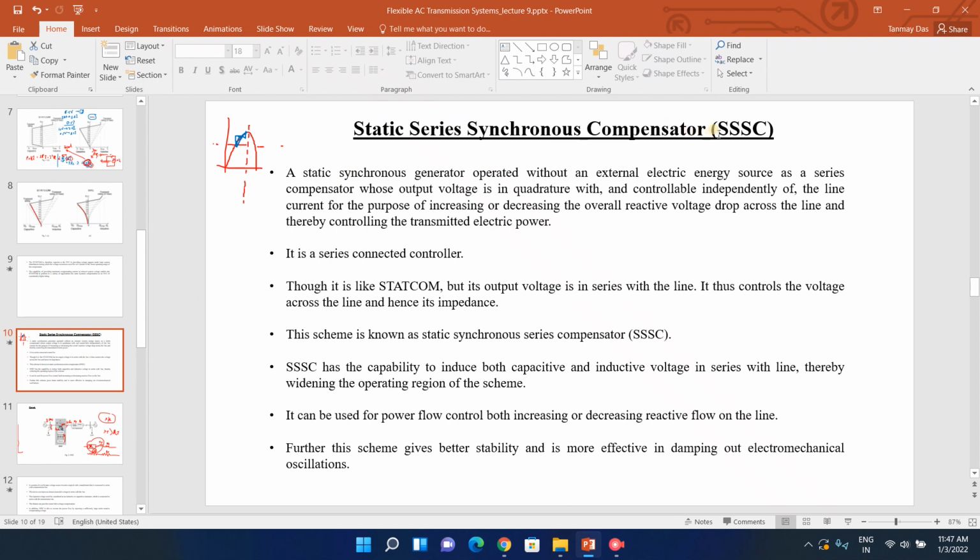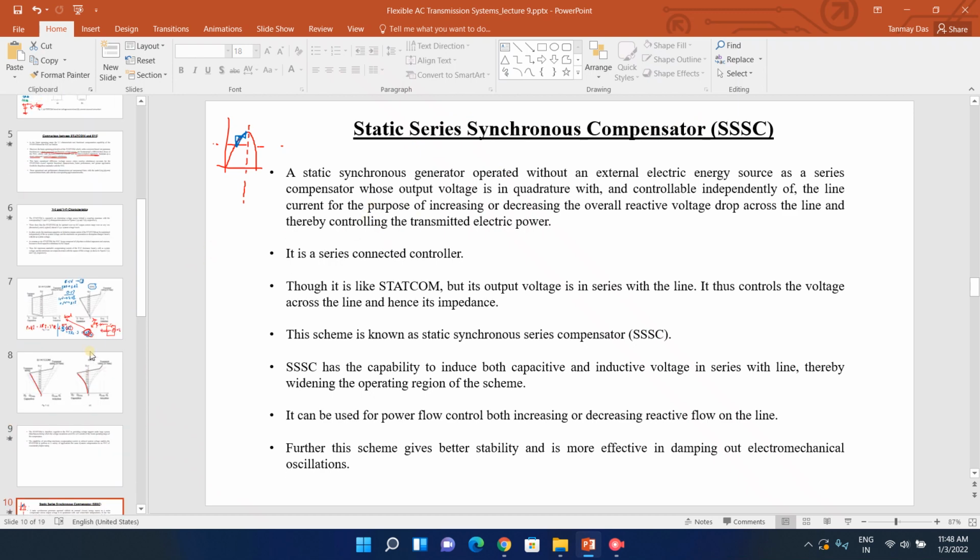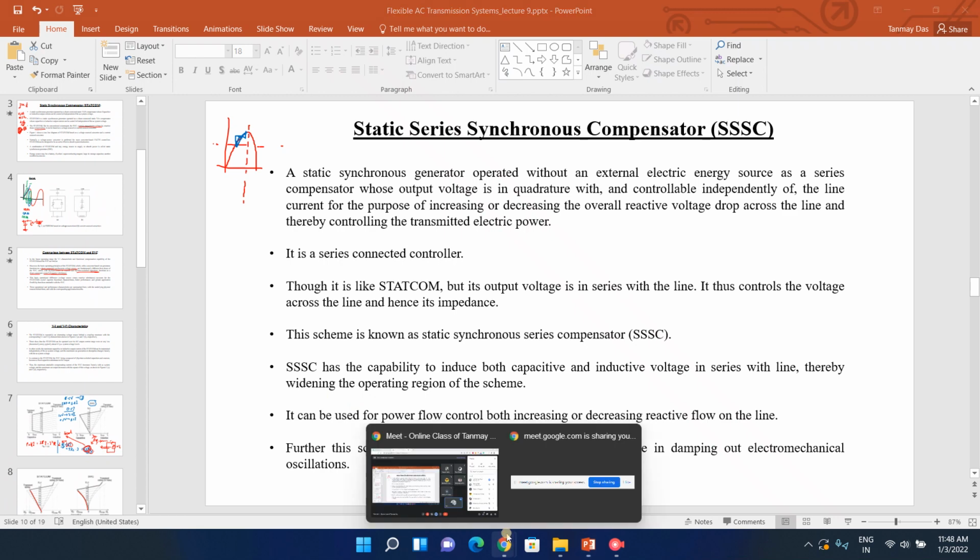But since it is series, for series we have to keep the same name. But we cannot write series STATCOM. So we are writing the SSSC. It is static series synchronous compensator.